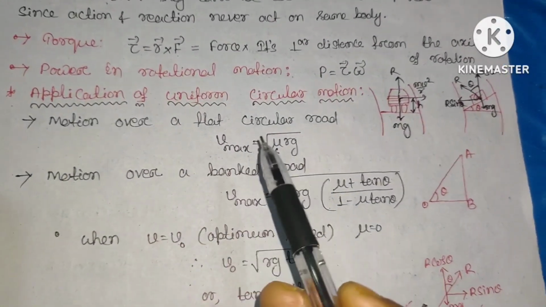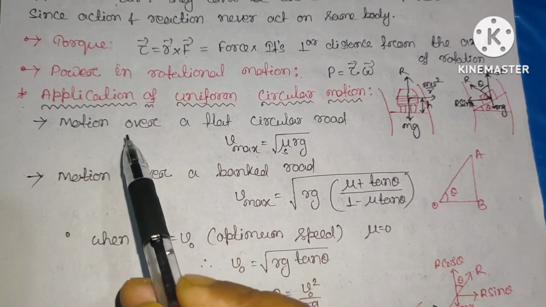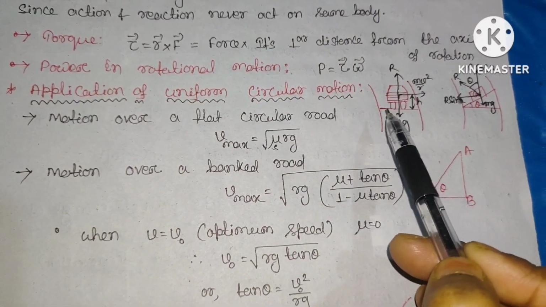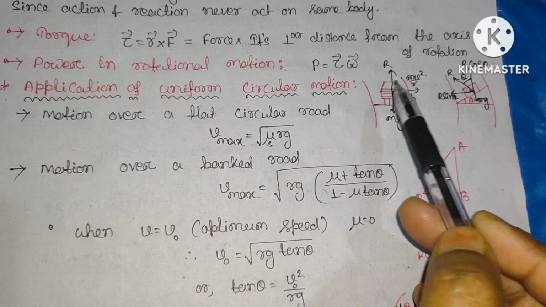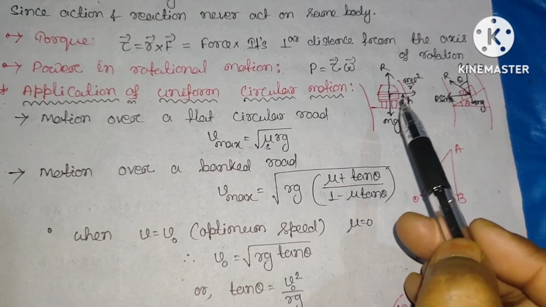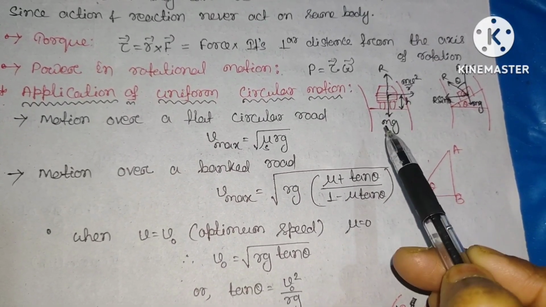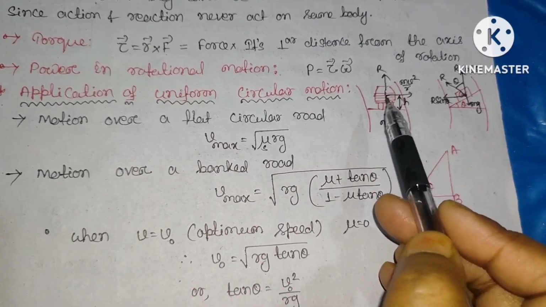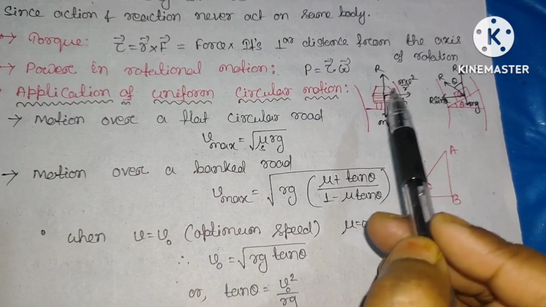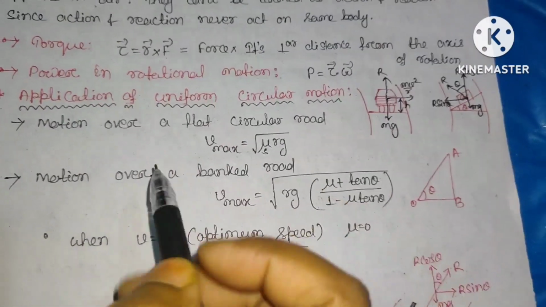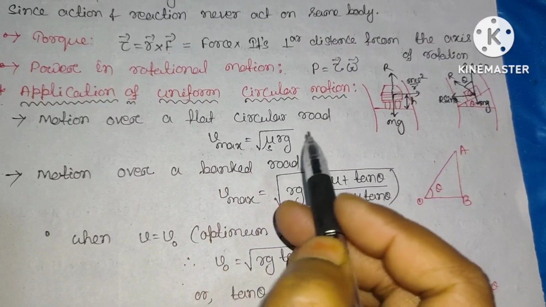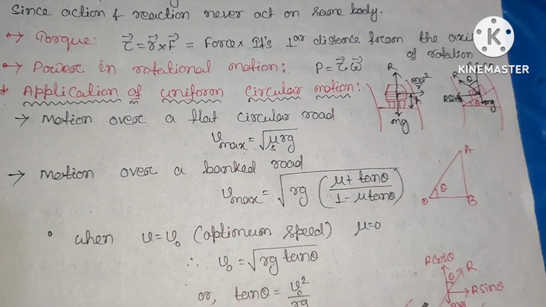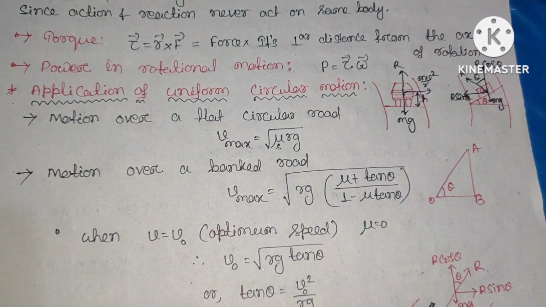Next is the application of uniform circular motion. So the motion over a flat circular road. It is the road, and if it is flat, suppose this is any vehicle. In that case, mg acts downward and the reaction force R is upward. Here we can see that V max is root over mu s r g. Here mu s represents the coefficient of friction.